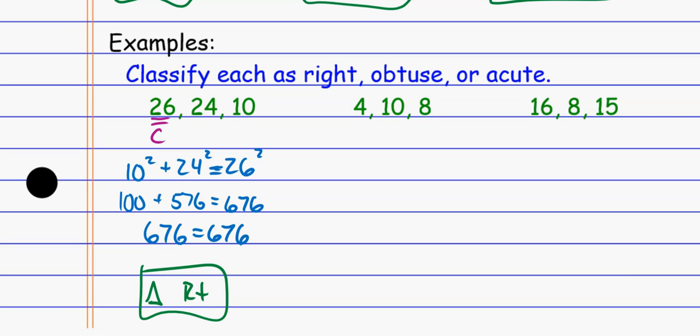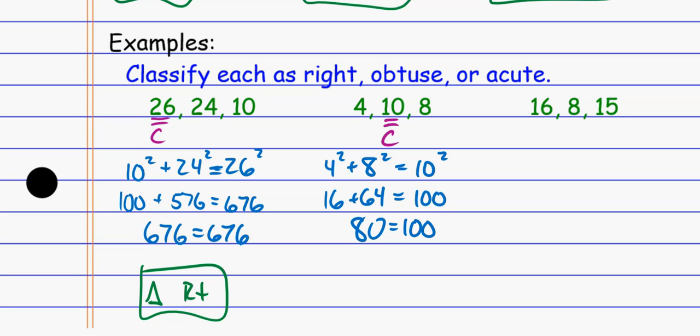If I look at the next one, again, I have to use the biggest value as my C value. So right here, I'm going to use the biggest value, the 10. That's going to be my C value. Let's plug everything else in. So here we go. It's 4 squared plus 8 squared equals 10 squared. And so I plug away here, I simplify, that's going to be a 16 plus 64 equals 100. I continue to simplify, that's 80 equals 100. And so the Pythagorean theorem didn't work here, so it's not a right triangle.